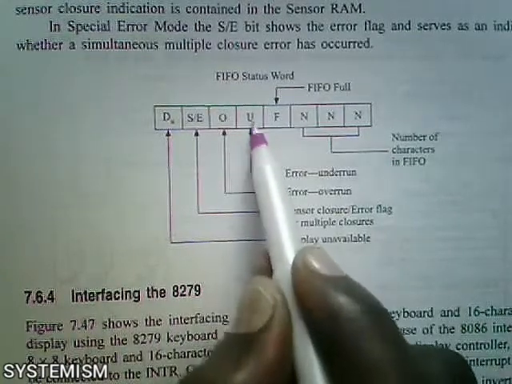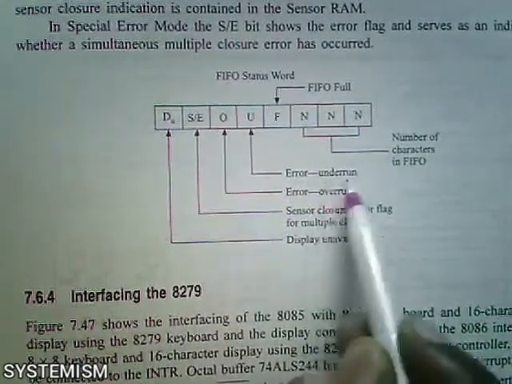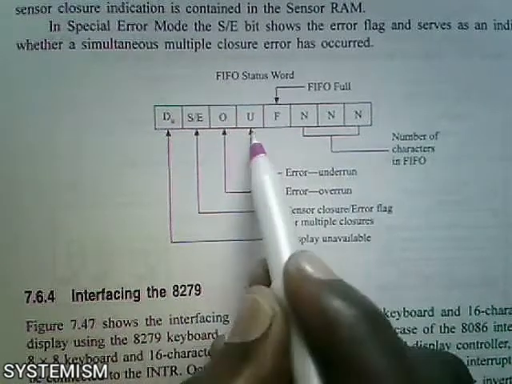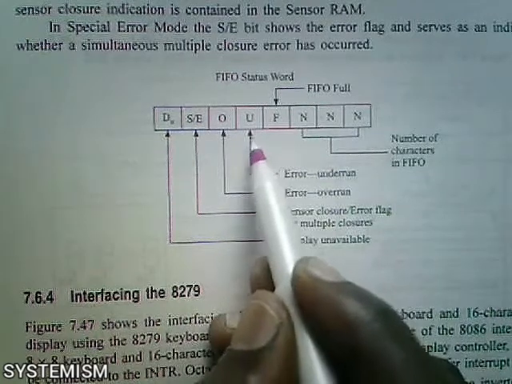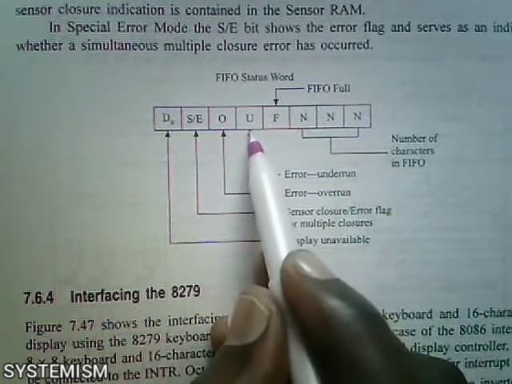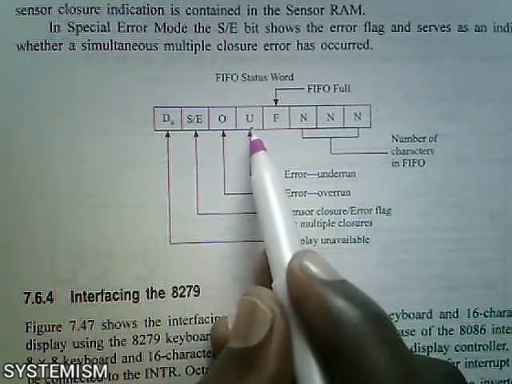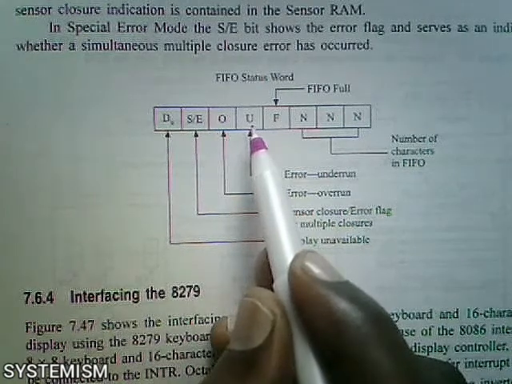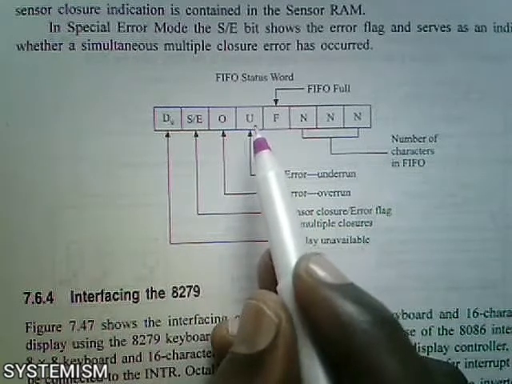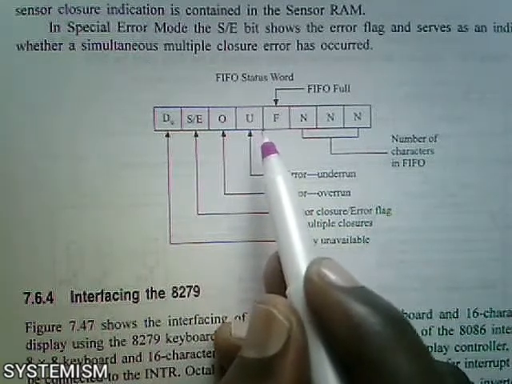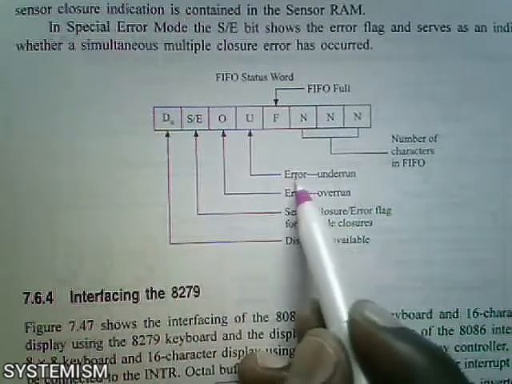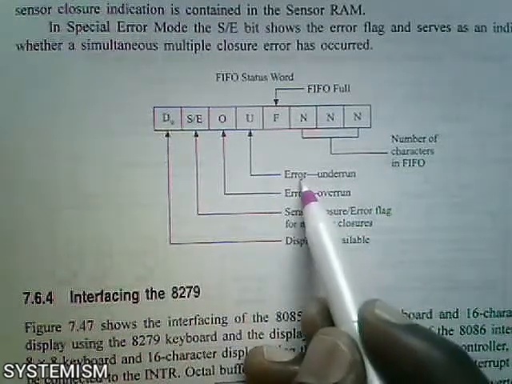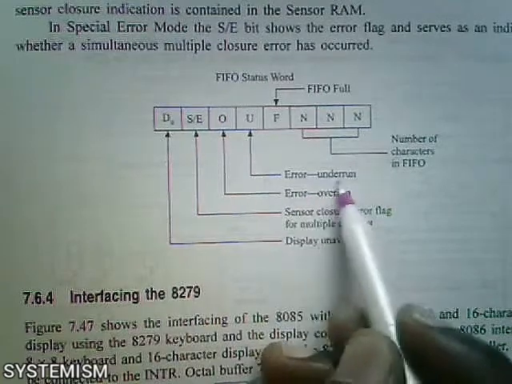Underrun means you have no data in your FIFO RAM, even then the microprocessor is reading the FIFO. What is the FIFO? FIFO is the area in which you store the address of the key, the value of the key, that is, which key is pressed. If there is no data in the FIFO and the microprocessor is still reading the FIFO RAM, then it is called an underrun error.